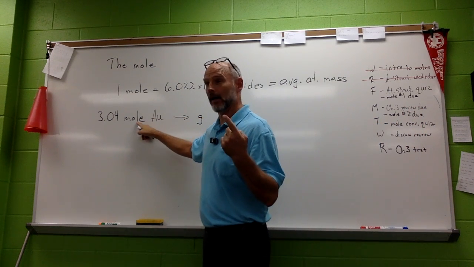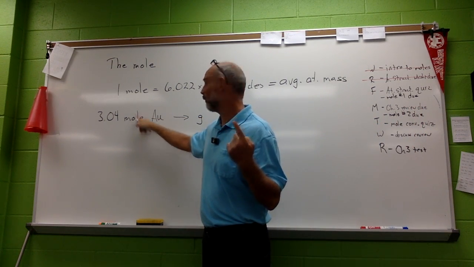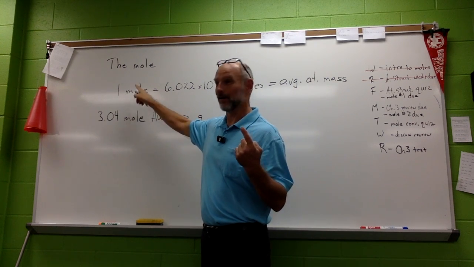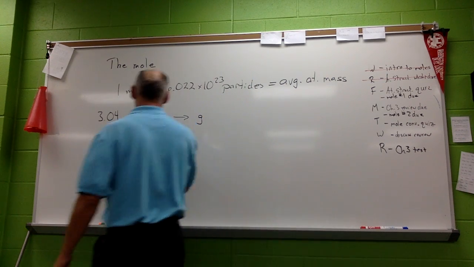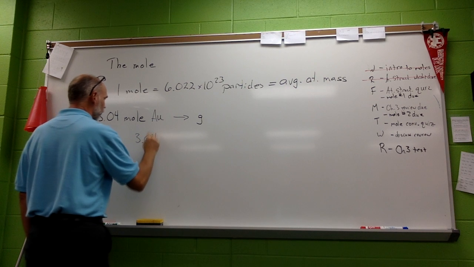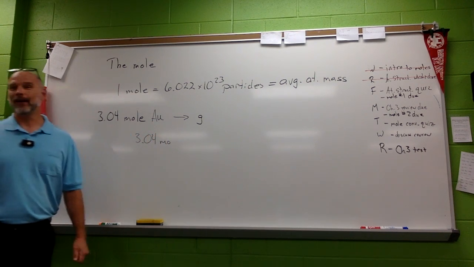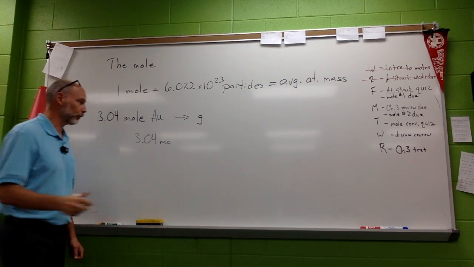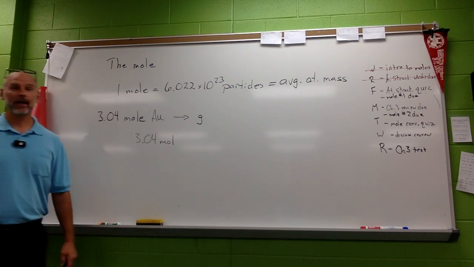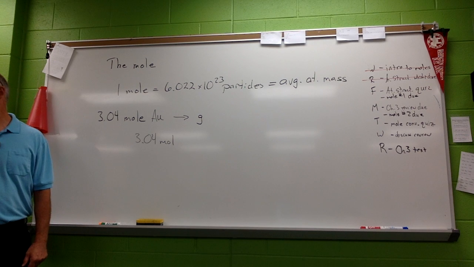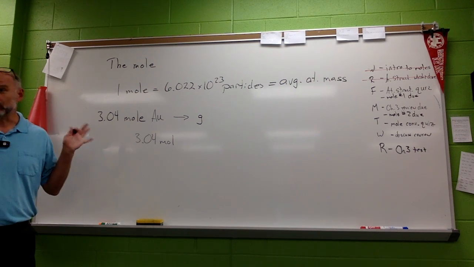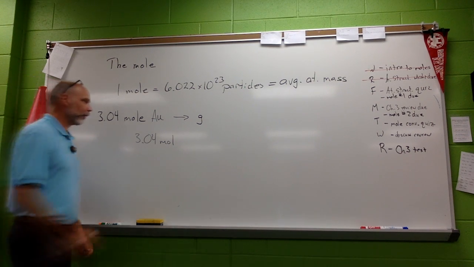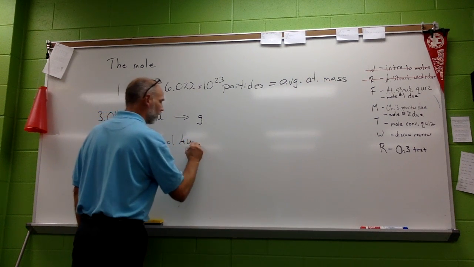What's that word right there? We're going to use that. Okay, so here we go. So start off with 3.04 mole. Oh, by the way, I know this doesn't help much, but you're going to see it, and I don't want you getting your panties in a bunch when you do. There's the abbreviation for mole. I know. Just get used to it, okay? So anyway, 3.04 moles of gold.